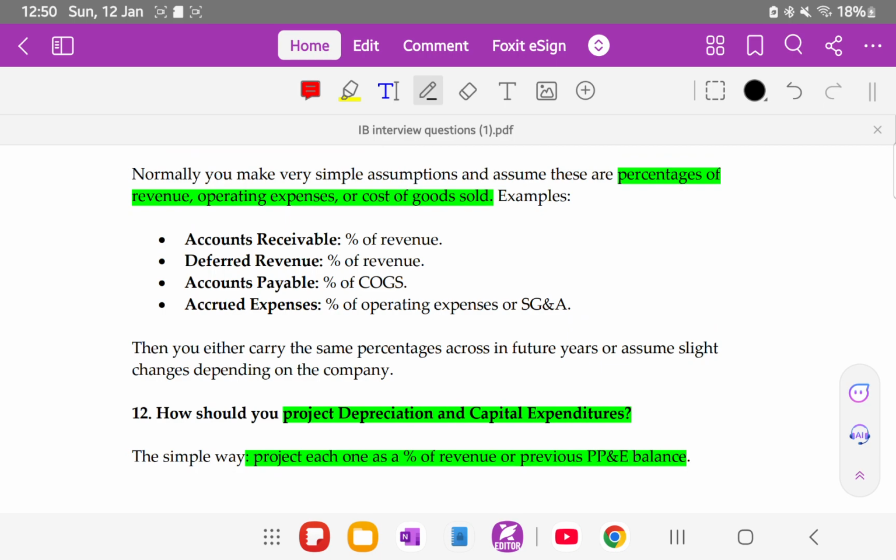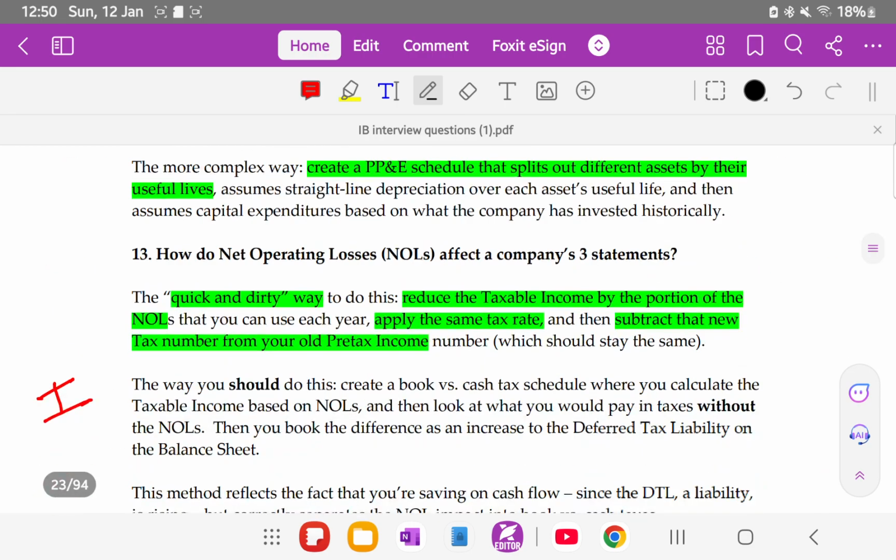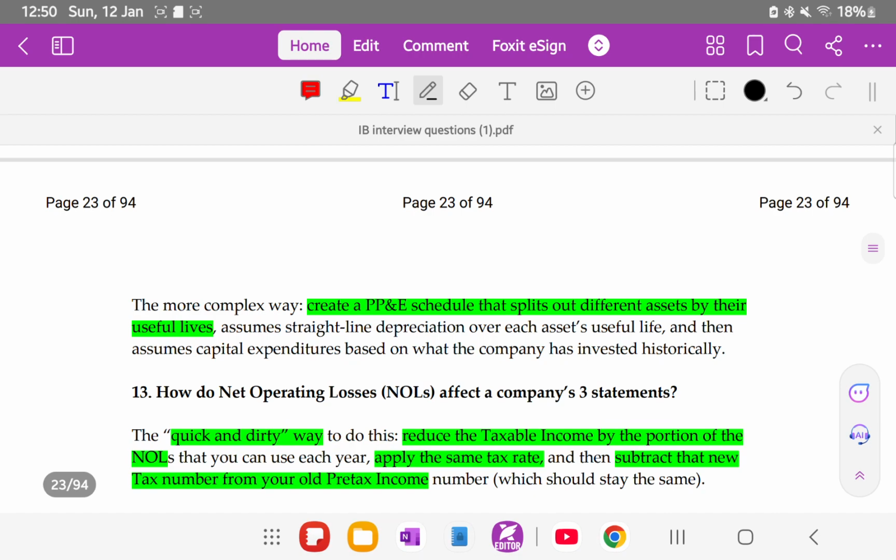Another thing is how you should project depreciation and capital expenditure. A simple way is to project them as a percentage of revenue or of the previous PPE balance. Depreciation and capital expenditure go hand in hand with percentage of revenue and PPE balances. There's a more complex way as well: create a PPE schedule that splits out the different assets by their useful lives. You can assume straight line depreciation over each asset's useful life, and then assume capital expenditure based on what the company has invested historically. So that's one thing we are working on right now.